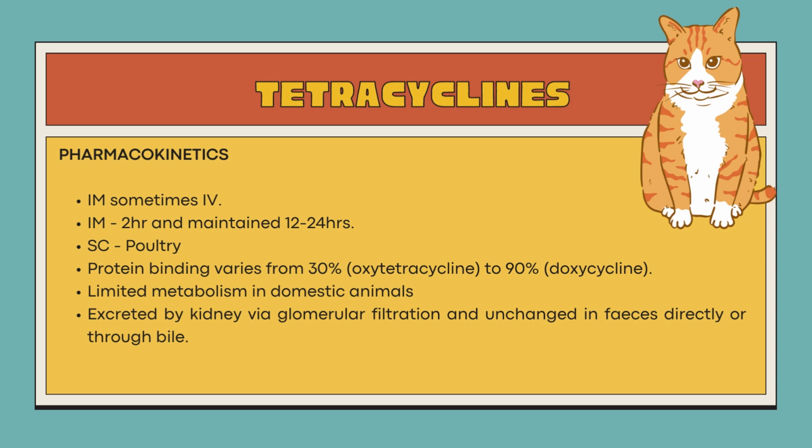Tetracyclines undergo limited metabolism in domestic animals except doxycycline and minocycline. They are chiefly excreted by the kidney via glomerular filtration and also excreted unchanged in feces directly or through bile. Most tetracyclines will accumulate when renal function is impaired and increase nephrotoxicity. They are also secreted in milk, and their minimum therapeutic level is 0.5 to 1 microgram per ml serum.